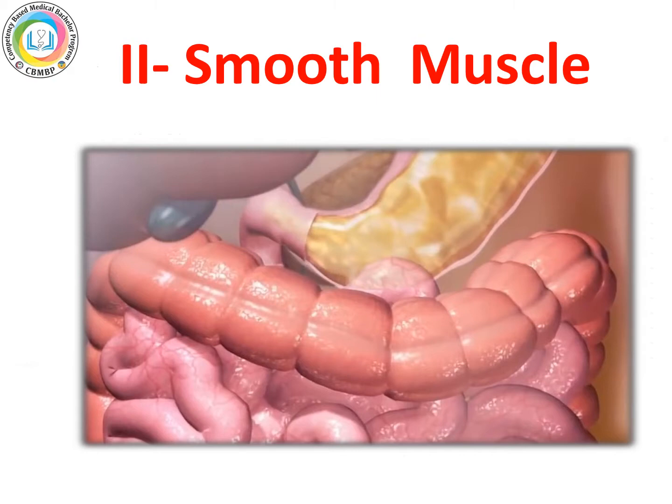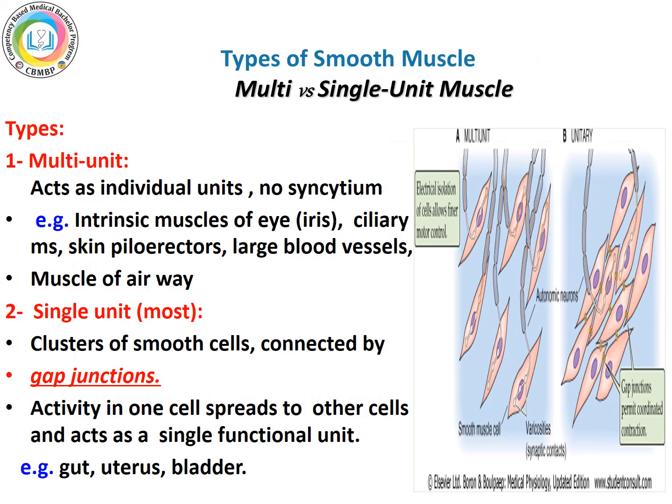Okay? Next we will discuss smooth muscle. Types of smooth muscle are multi-unit and single-unit muscle. What is the meaning of multi-unit? Acts as individual units. No syncytium between them. No gap junction between them.